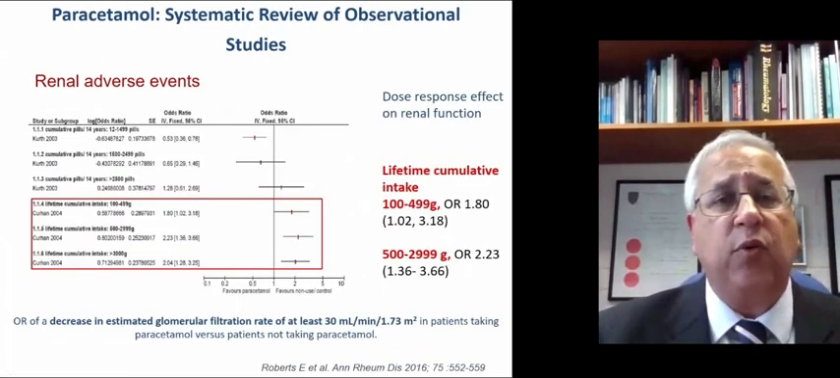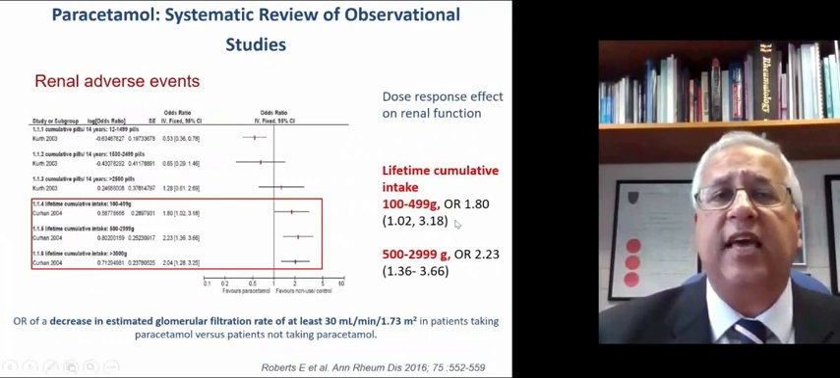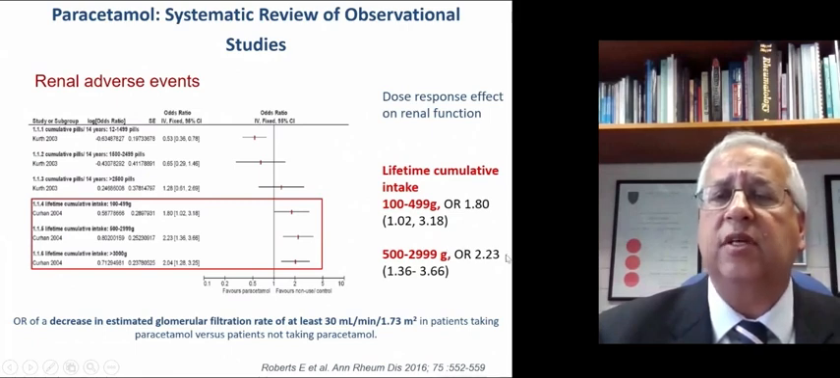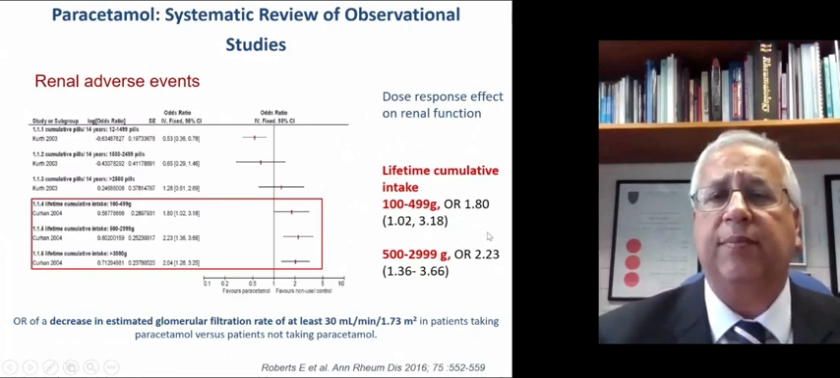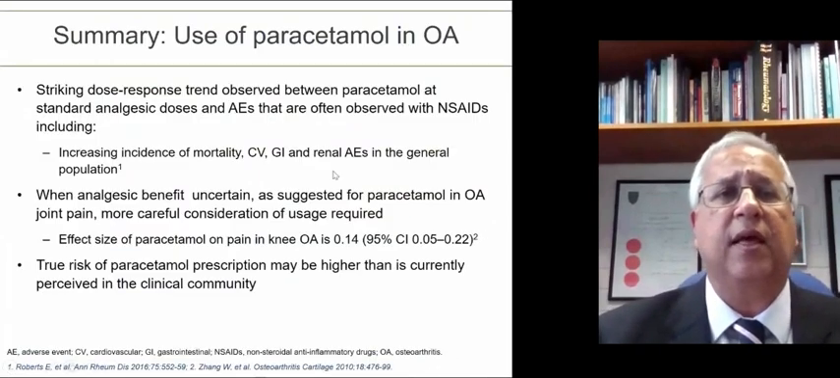And as important, perhaps, or more, for lifetime cumulative intake on renal adverse events, the odds ratio went up for the lower cumulative dose of 100 to 499 grams, 1.8, for 500 to 2,999 grams to 2.23. Both of these statistically significantly elevated.